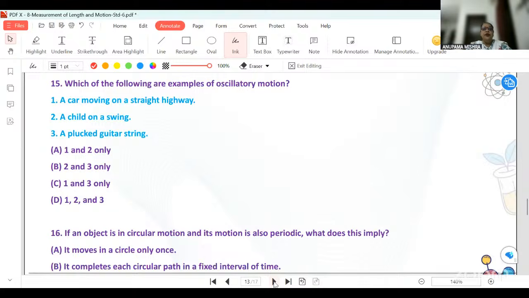A car moving on a straight highway. A child on a swing. Moving this way, a guitar string. Guitar, when you are using the strings, you are playing the strings. So, what happens? Which one is your example of oscillatory motion?